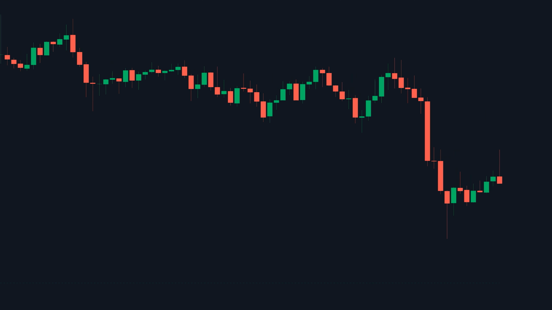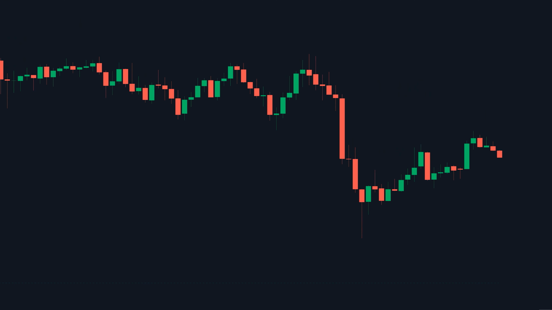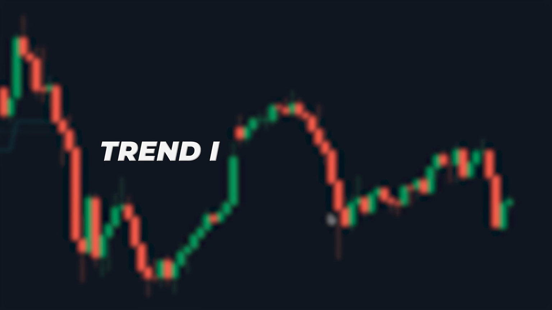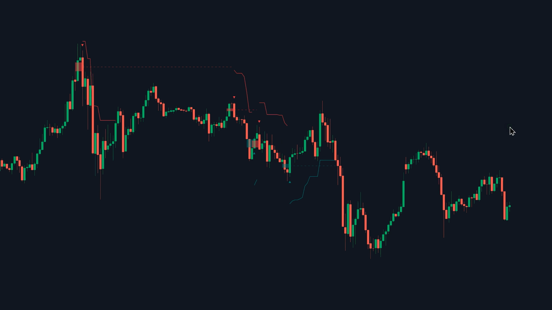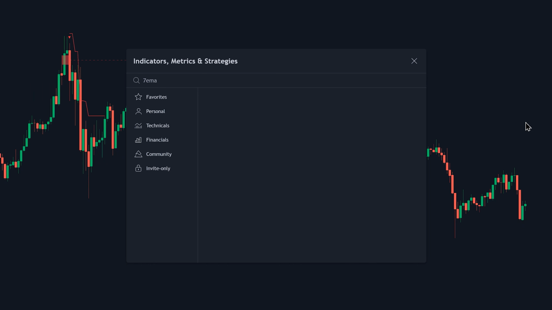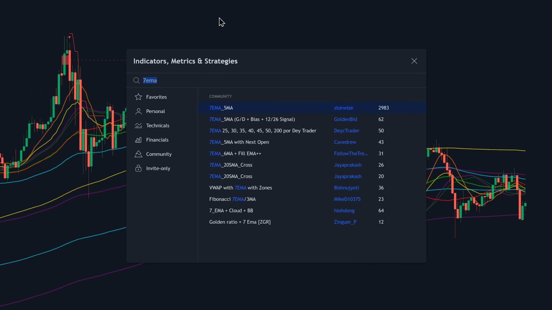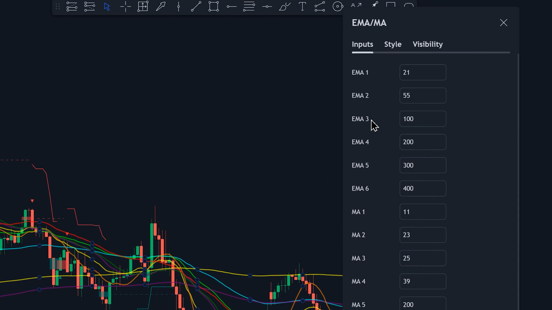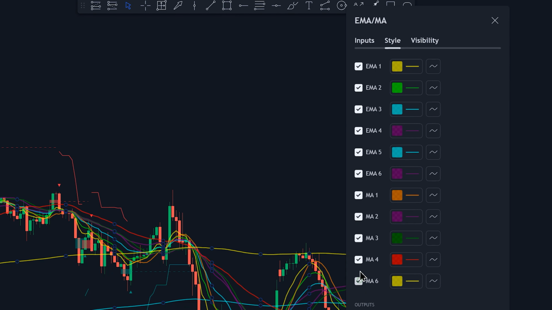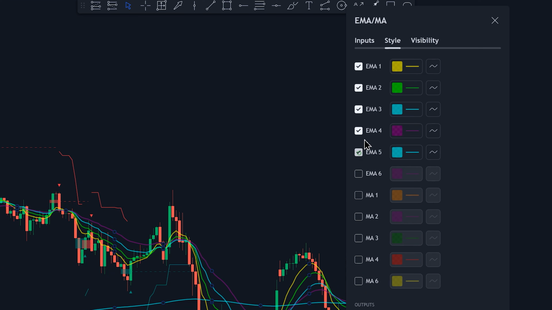Now, before we explore how we can use this indicator to trade, we need a tool for trend identification. For that, I'm gonna add one of my favorite EMA indicators called 7EMA_5MA, this one by Storewise. After adding it, you want to double-click on it so we can change some settings. On the Inputs tab, you want to change EMA 1 length to 8, EMA 2 to 13, EMA 3 to 21, and EMA 4 to 34. On the Style tab, you want to disable every single moving average option except for the first 4 options.